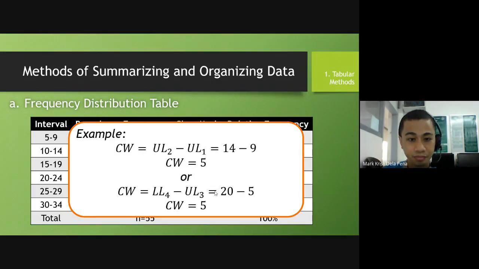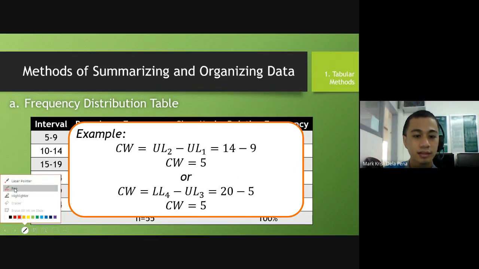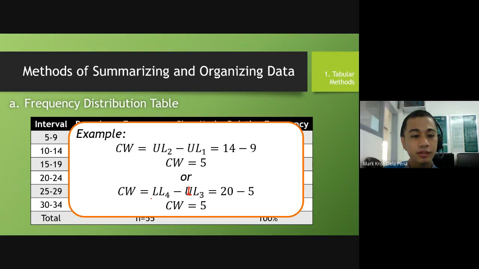If you refer to the first and the second class intervals, which are 5 to 9 and 10 to 14, you have 14 minus 9, and that is 5. Or if we use the lower limits, so this is L, by the way, we'll change it to L. If we refer to the fourth and the third one, our lower limit for the fourth class interval is 20, and the lower limit of the current class interval is 15. So that's 20 minus 15, that is equal to 5.